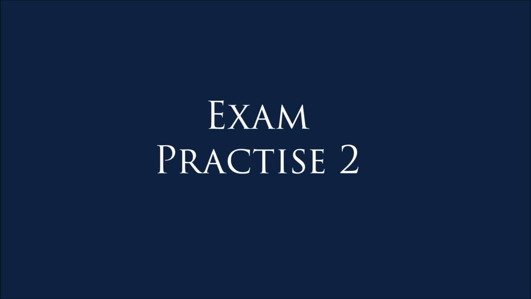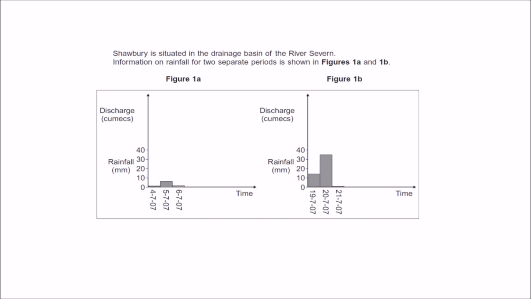Okay, so let's look at one final question, which involves practicing your graphical skills and drawing hydrographs. The question says that you need to draw sketch hydrographs on figures 1A and 1B to show the contrasting effects of each of the 2 rainfall periods on river discharge. And this question is worth 3 marks.